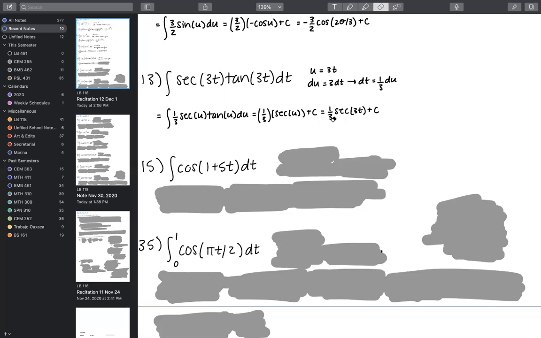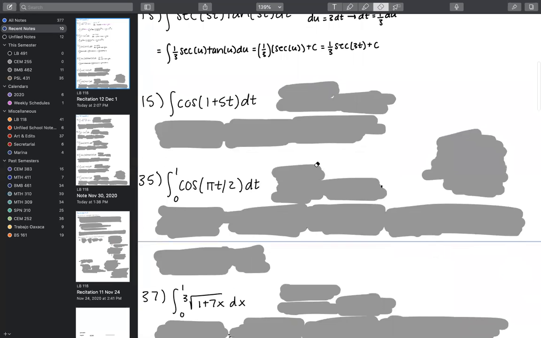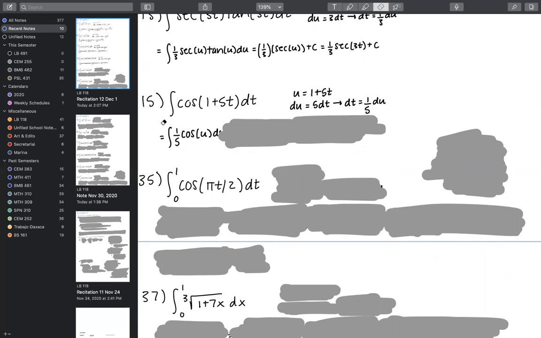Okay. Another trig problem. So hopefully when you see this, you think that u is probably going to be equal to 1 plus 5t, which it is. And then we find our du, which is equal to 5 dt. And then what is dt? dt is 1/5 du. And so when we plug all of that in, we get 1/5 cosine of u du.